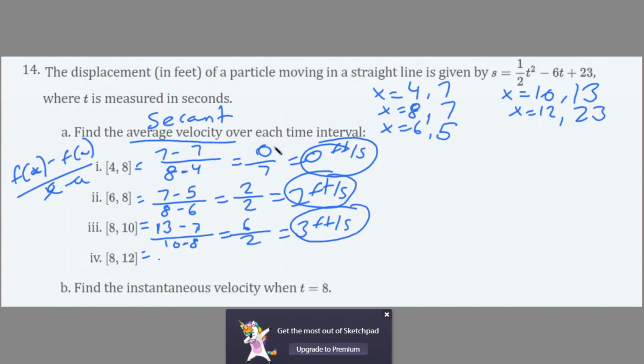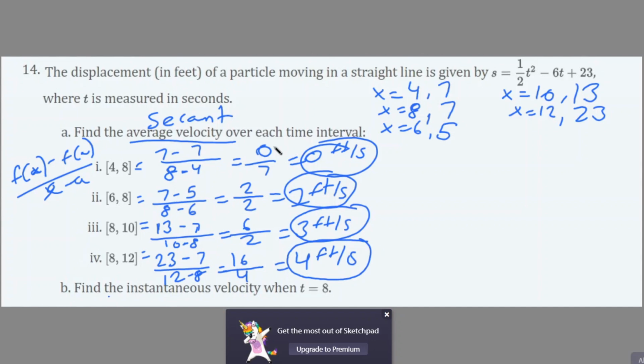And then 4 is asking us the interval 8 to 12. So we would do 23 minus 7 over 12 minus 8. And 23 minus 7 is 16, and then 12 minus 8 is 4. So this would be 4 feet per second.